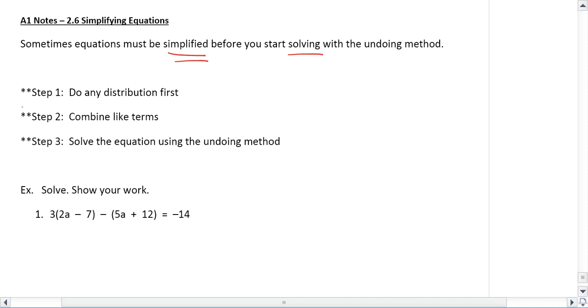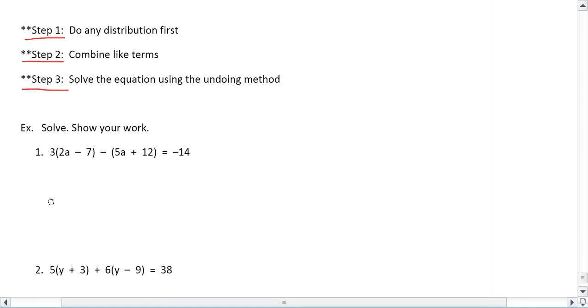So, some guidelines to follow here. On step 1, look for any distribution and do that first. After the distribution is done and the parentheses are gone, step 2, combine any like terms, and then go ahead and solve the equation using the undoing method. So, sounds simple enough. Let's try an example.